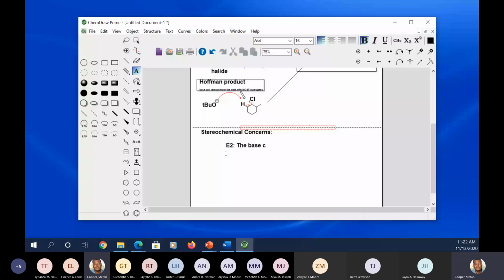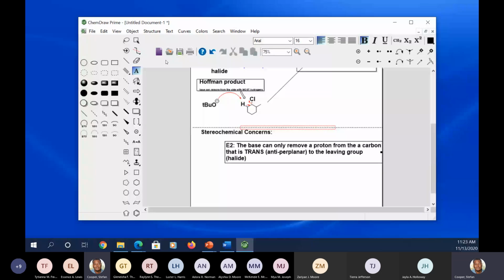The base can only remove a proton from a carbon that is trans. All right, we'll just say trans because that's a common word. But the best word here to say is antiperiplanar, to the leaving group. And the leaving group here is the halide.